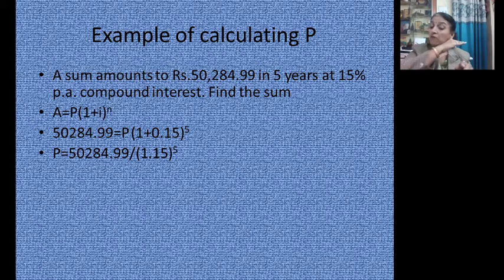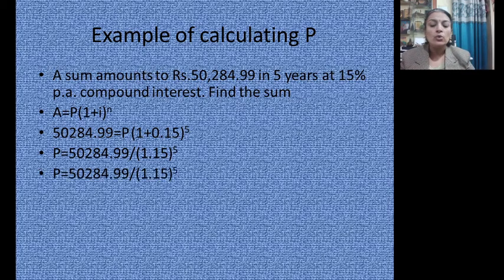50,284.99 should be divided by 1.15 raised to the power of 5. We have to solve it now, isn't it? How to solve it? 1.15 into 1.15 into 1.15, like this we have to do it 5 times. Or in another way, what can we do?